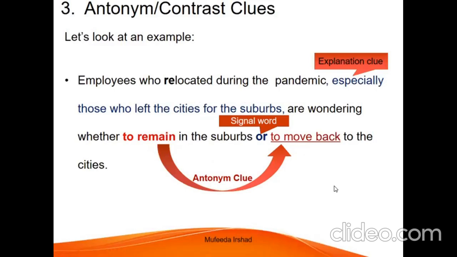All right. In this example, to move back is an antonym of to remain. How did we deduce it? You might have noticed that the writer has used the signal word or to introduce the antonym clue. The writer has used another clue also. Can you guess what it is? Yes, the explanation clue with commas to explain what relocated means.